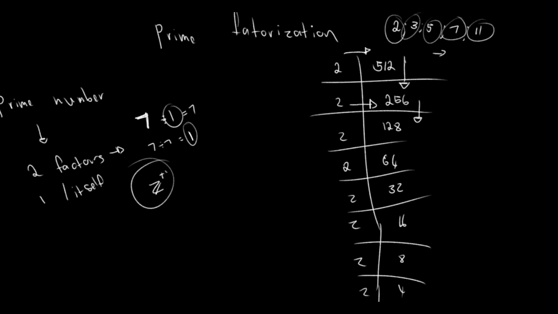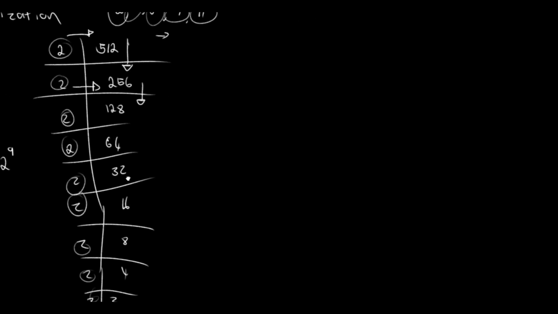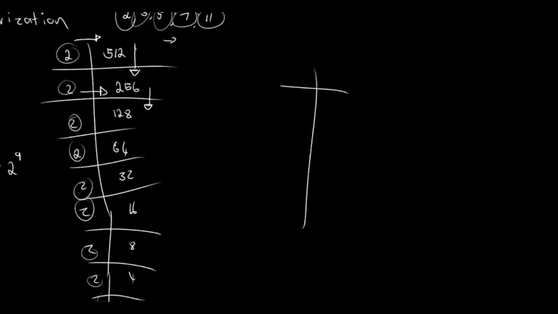Now, what was the idea about doing this? Well, I can now write that 512 is equal to 2 to the power of 9, since there are 1, 2, 3, 4, 5, 6, 7, 8, 9 twos. And this was the idea behind prime factorization. Let's do another example. It's a bit more tricky.